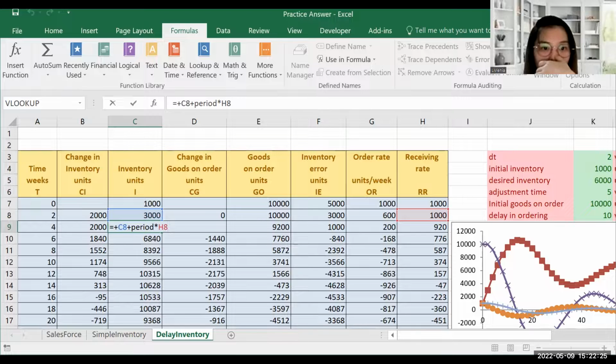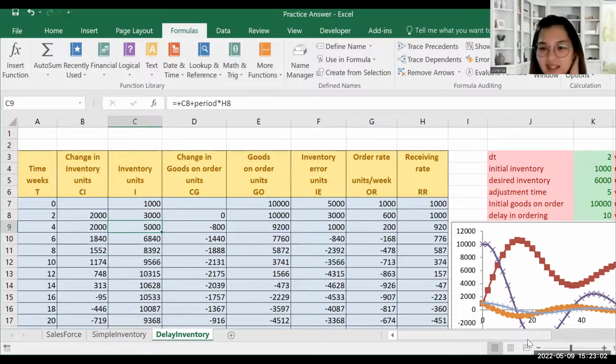Because you are using the first one, like now, we change that a little bit, right? The inventory is changed because before it was based on order rate. Now we base it on receiving rate. So you get 5,000. So that is all correct now. No problem.